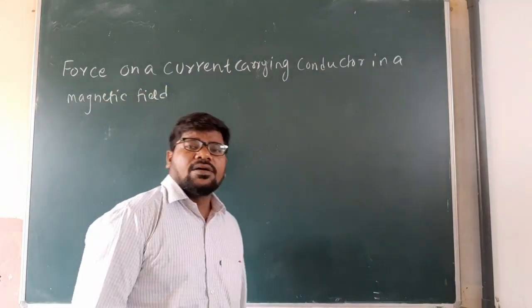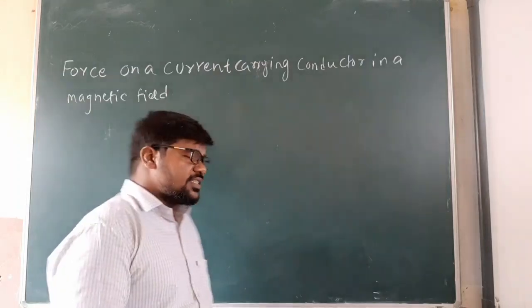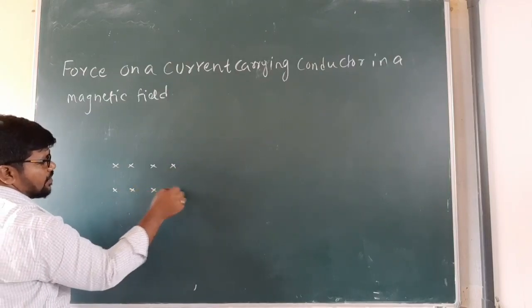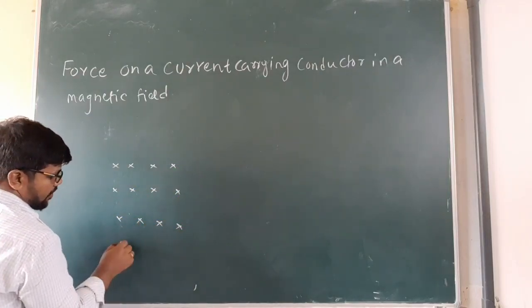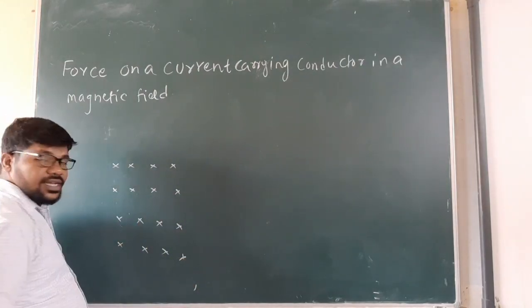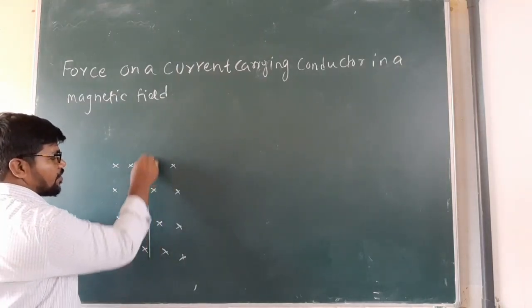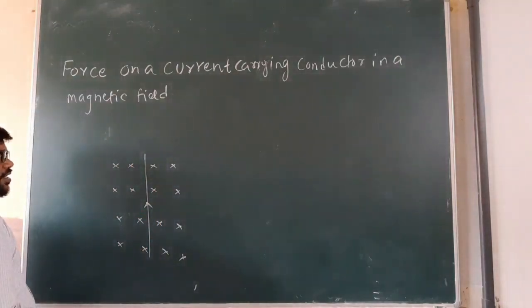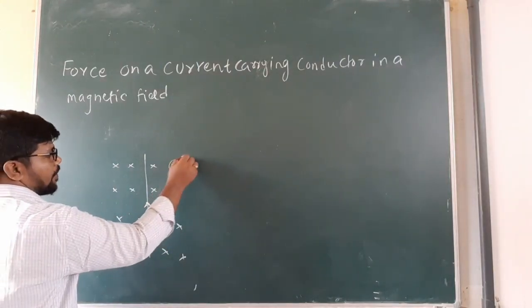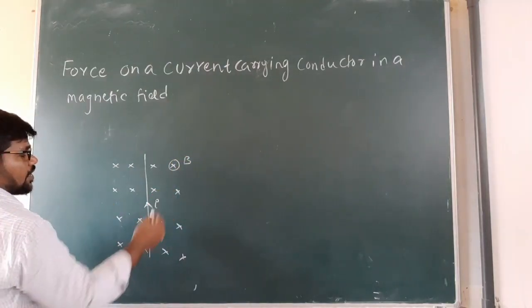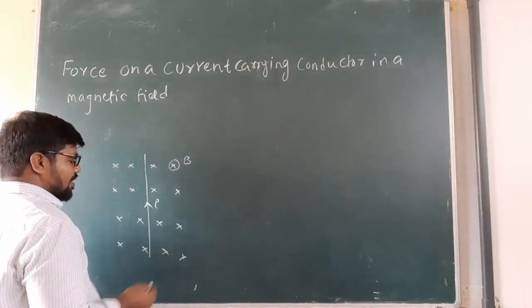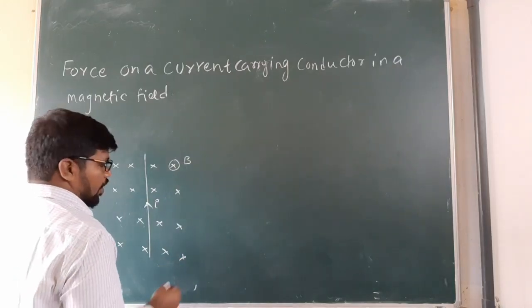See here, we have to observe, as in the previous case, if it is a magnetic field, the symbol shows that the field lines enter into the board. In this case, we have to take one current carrying wire. Here B is into the board and the current is moving from down to upward. Here in this scenario, we will discuss how we can find the direction.